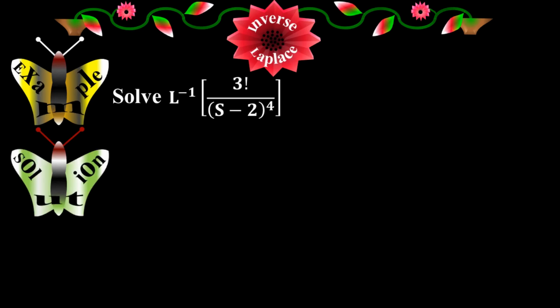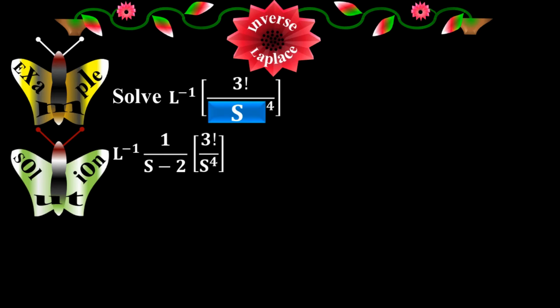Solution. If you see here, 1 over s minus 2 is one function, and 3 factorial over s to the 4 is another function. Take 1 over s minus 2 outside of this function to get inverse Laplace of 1 over s minus 2. And I am left with 3 factorial over s to the 4. This is another function, 3 factorial over s to the 4. Just separate these two functions from each other.